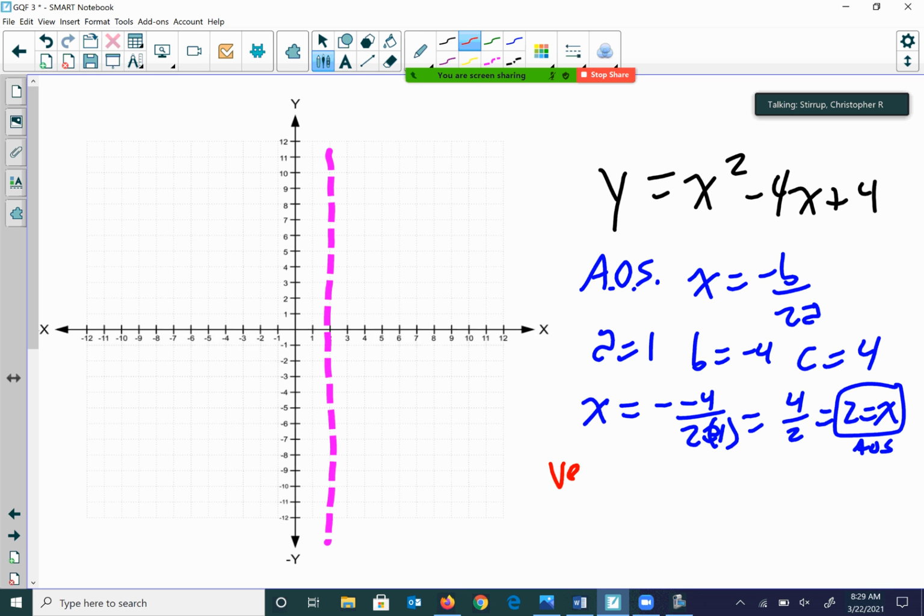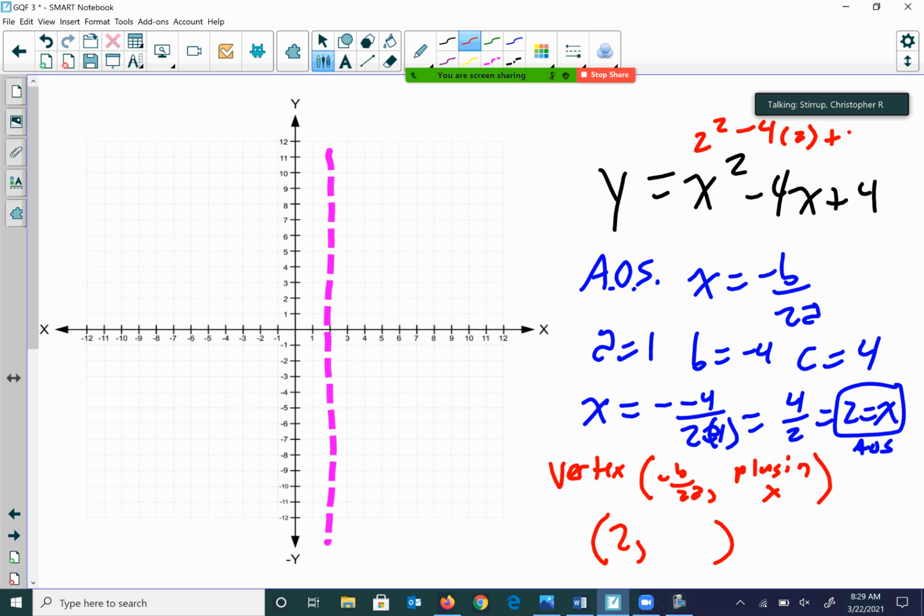So then we want to find the vertex. And the vertex is negative b over 2a, which we just found, and plug in for x to solve for y. Okay, so I'm going to get 2, because that was negative b over 2a. And if I plug 2 in, I get 2 squared minus 4 times 2 plus 4. 2 squared is 4. Negative 4 times 2 is negative 8 plus 4. So 4 plus 4 is 8. 4 minus 8 is 0. So I get 2 comma 0. So that just happens to fall right there. That's the point, 2 comma 0.